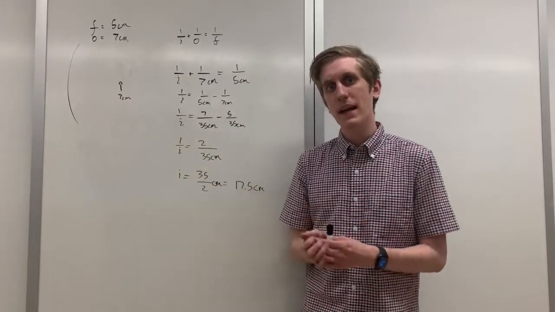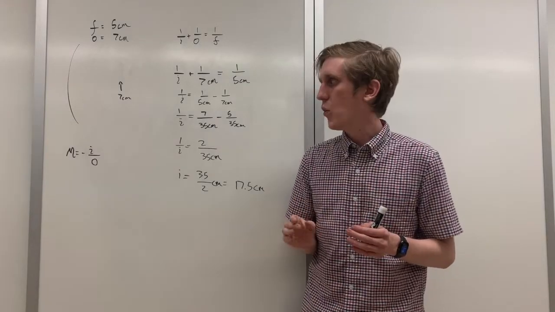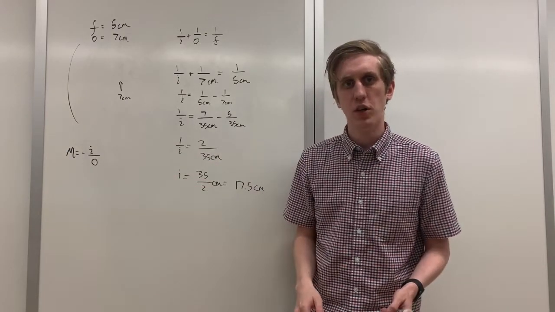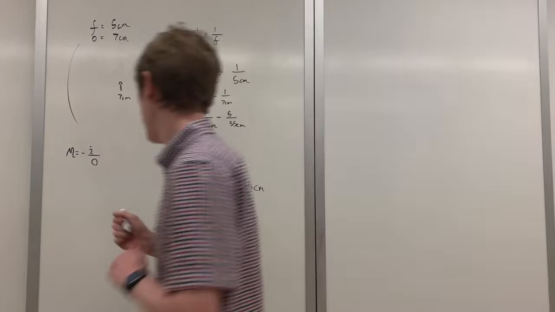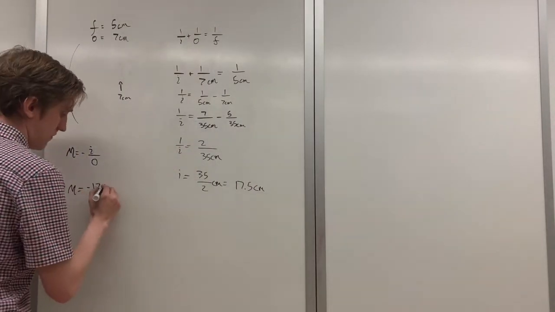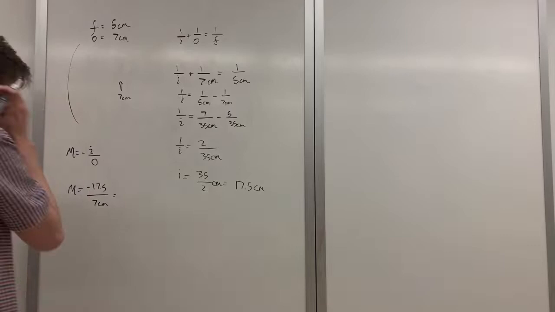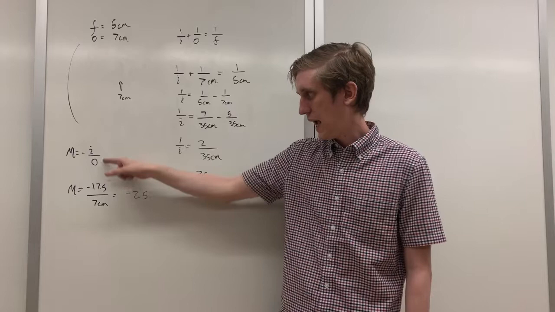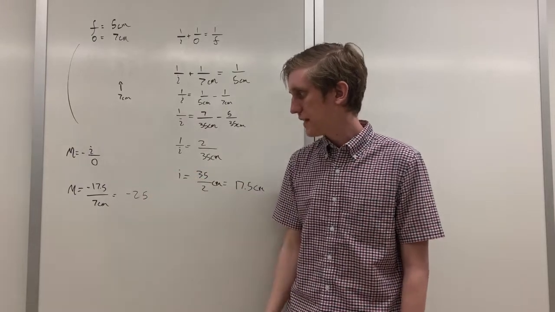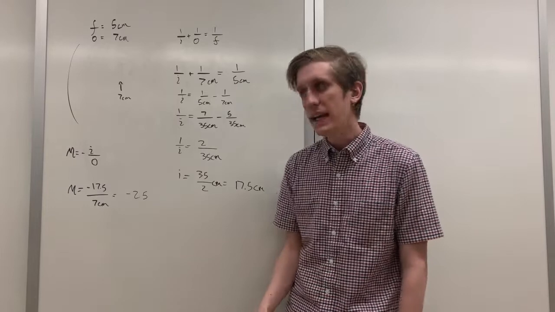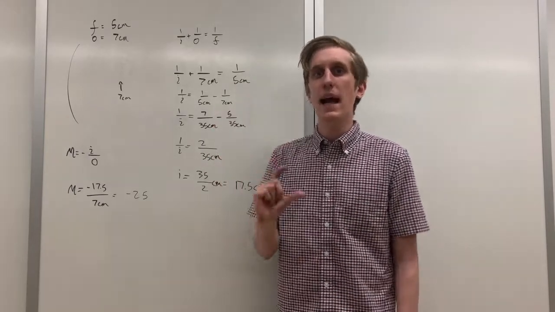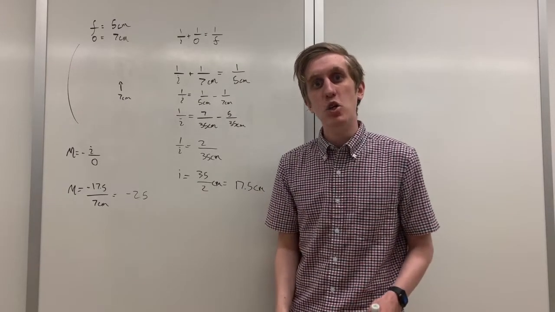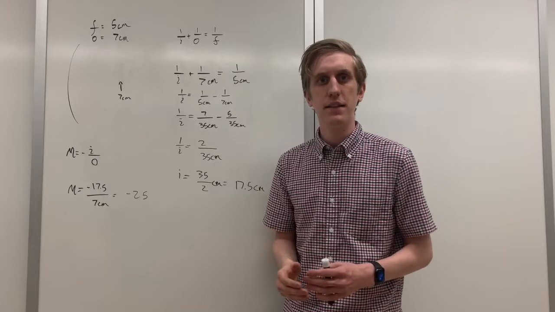Now we want to know the magnification of this image. To find this, we just need to plug the distance to the image and the distance to the object into our magnification equation. Let's do that here. Dividing 17.5 by 7 and putting a negative sign here, as required by the equation, gives us negative 2.5. The fact that this number is negative means that the image will be upside down as compared to the object. And 2.5 means that the image will be 2.5 times the size of the object.